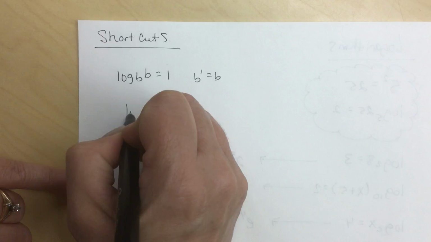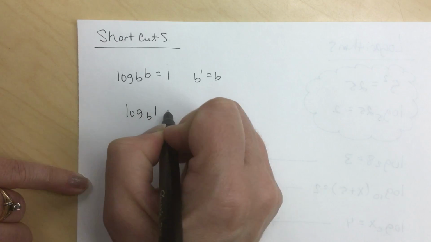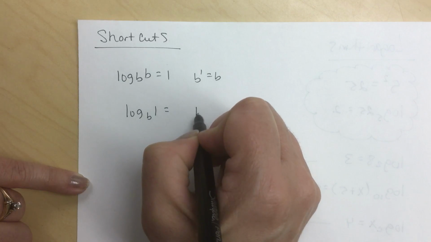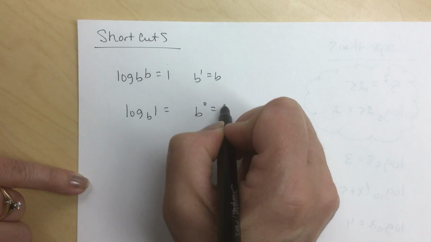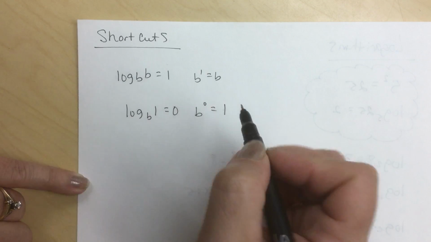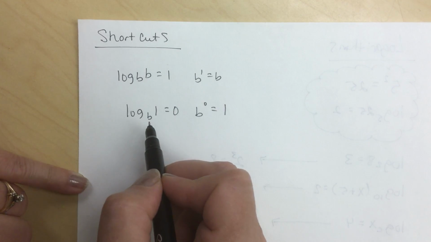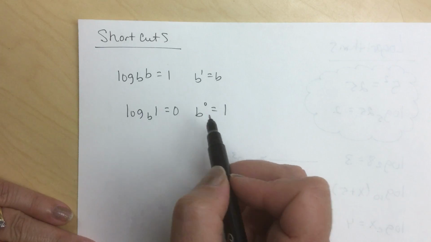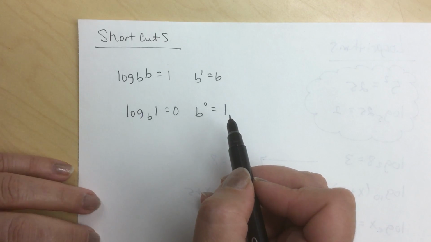Okay? Log base b of 1 is always equal to 0 because any number to the 0 power is equal to 1. So whenever you take the log of 1, no matter what your base is, the log of 1 is equal to 0 because anything to the 0 power is 1.